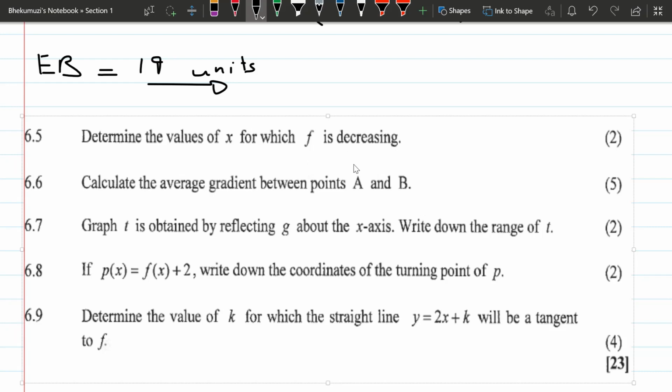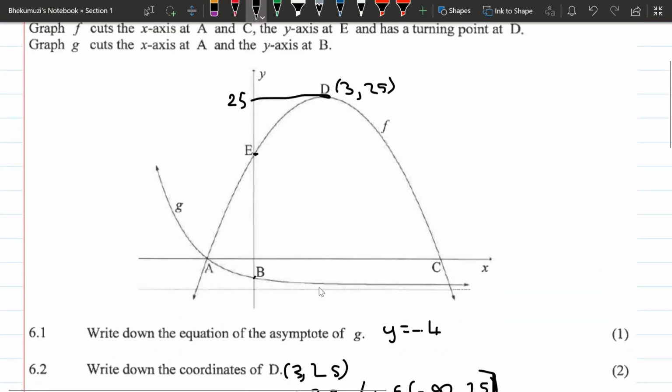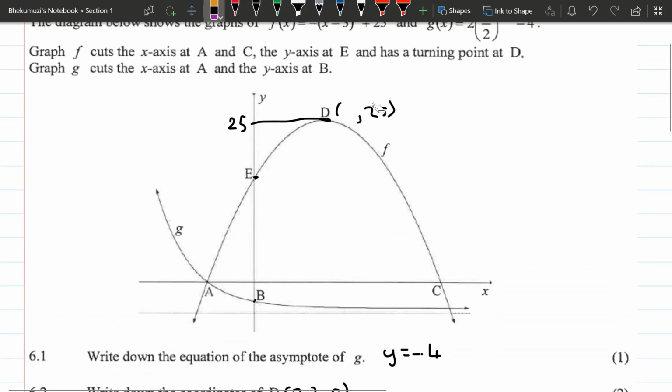And what does it mean when it's decreasing? It means that it's for all the values where, when your x is increasing, when your x values are getting bigger, your y values are getting smaller. So basically, what would that mean? We are looking for a point on f where the x would be increasing, but then the y would be decreasing.